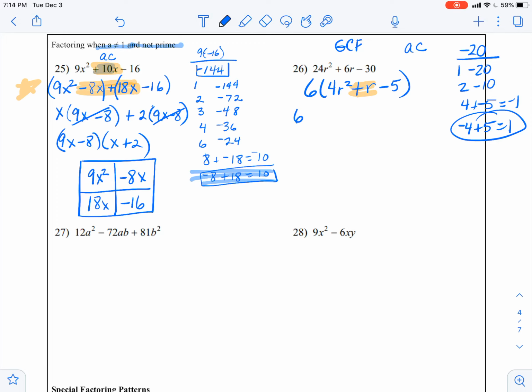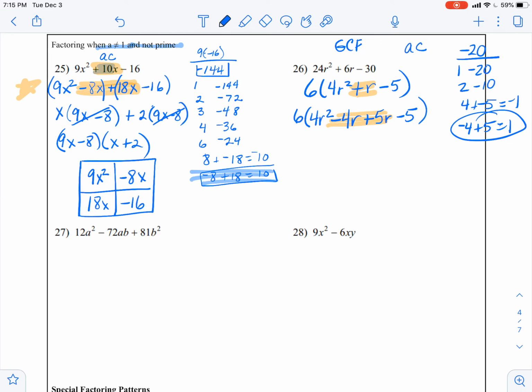Okay, I'm going to substitute it. So 4r squared minus 4r plus 5r minus 5. And again, guys, it does not matter when I put these two in. I could put it in this way, or I could have put it in this way. Okay, either way, doesn't matter. Just take your pick. The end result will be the same.